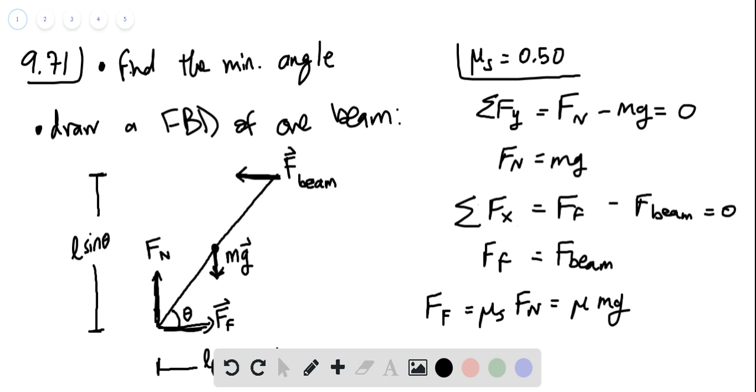For the sum of the forces in the y direction, you have normal force up and gravity down. That means the normal force is counteracting gravity to keep it above ground, so it's equal to mg. In the x direction, there are only two forces: the force due to friction and the force of the other beam. The sum of the forces is zero because in that moment it's not moving, but it can move. This tells us that the frictional force is equal to the beam force, but we're not really going to focus on that much.